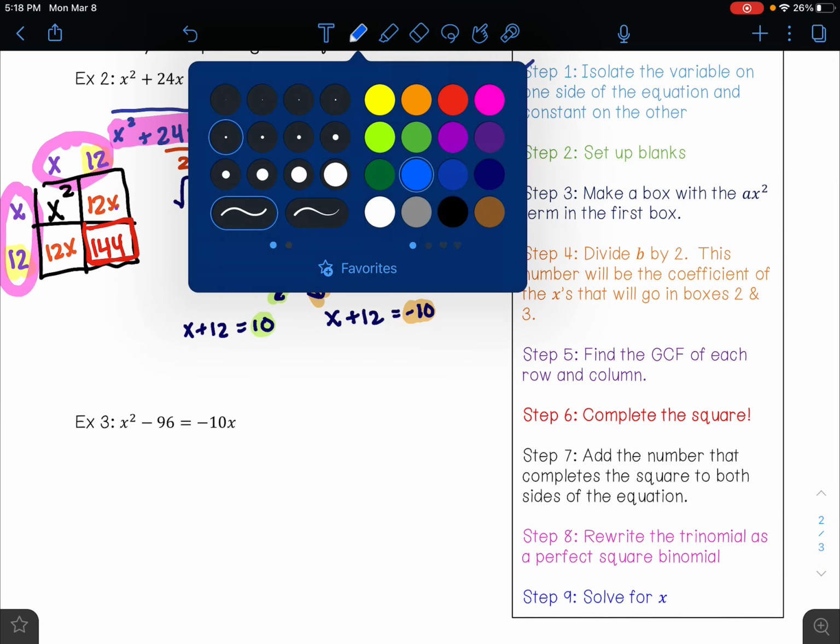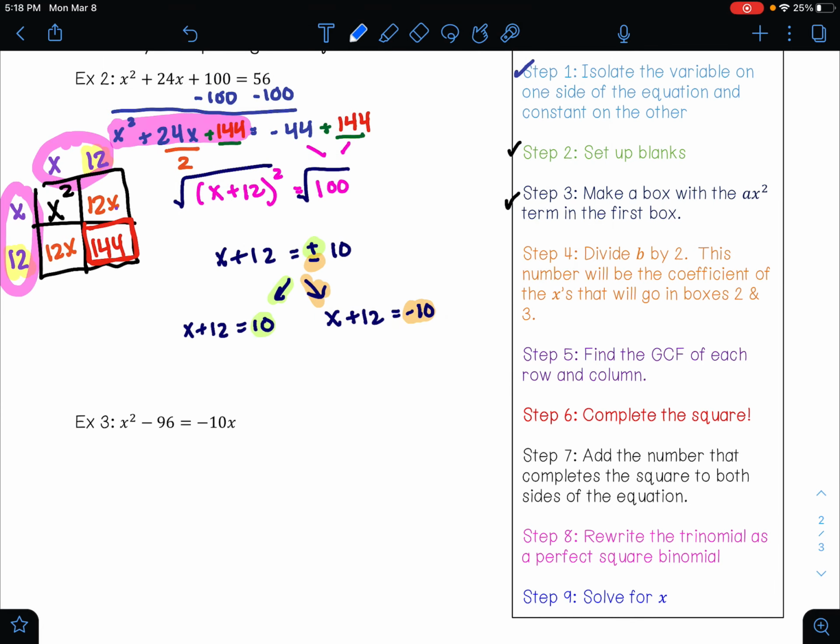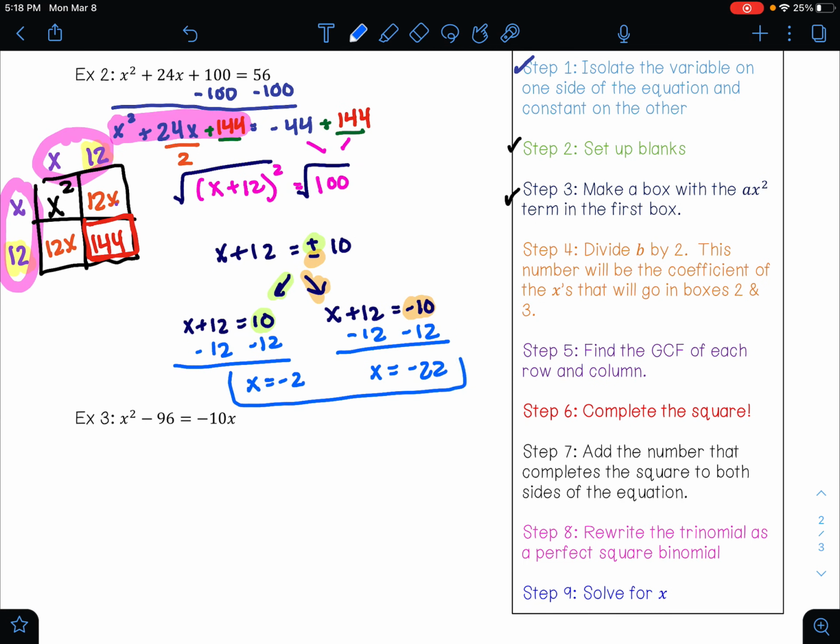From here, I can solve each equation. To undo addition, I'll do subtraction and get x equals negative 2. To undo addition, I'll do subtraction and get x equals negative 22. So I have two solutions, and those two solutions are negative 2 and negative 22.